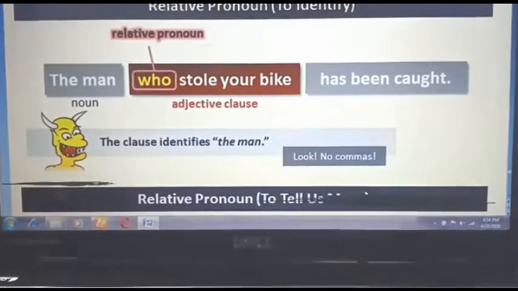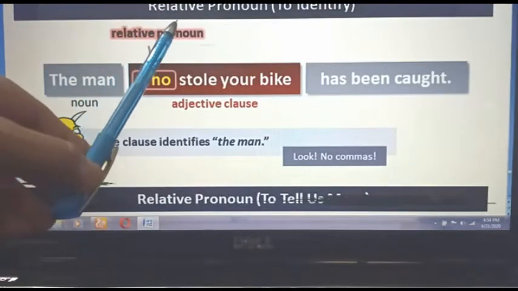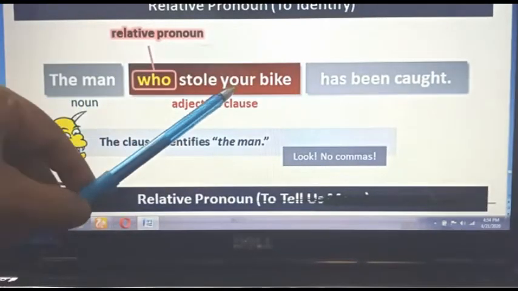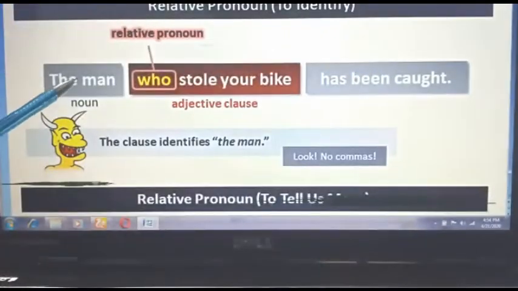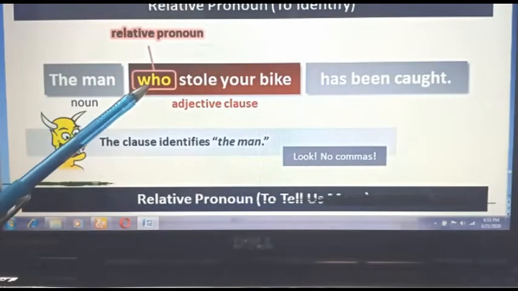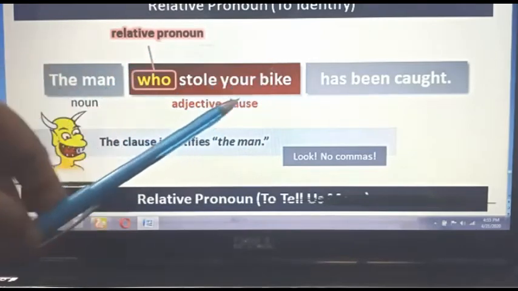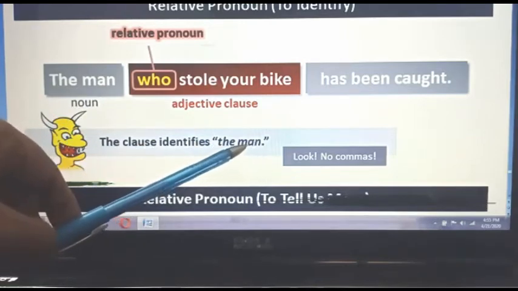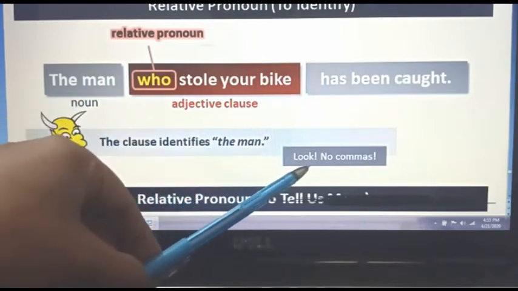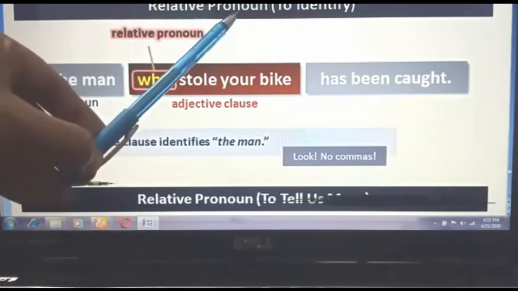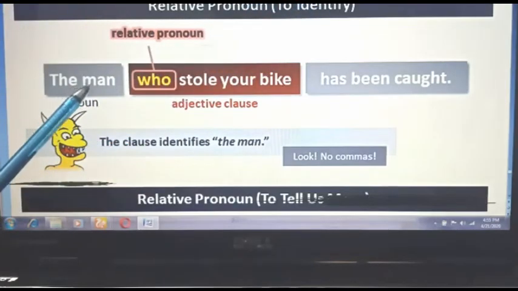Let us learn with a picture. Relative pronoun to identify a noun. The man who stole your bike has been caught. The man is the noun. Who is a relative pronoun. Stole your bike is an adjective clause. The clause identifies the man, the noun. Look, no commas are in this sentence. When a relative pronoun is used to identify a noun, no commas are used in the sentence.